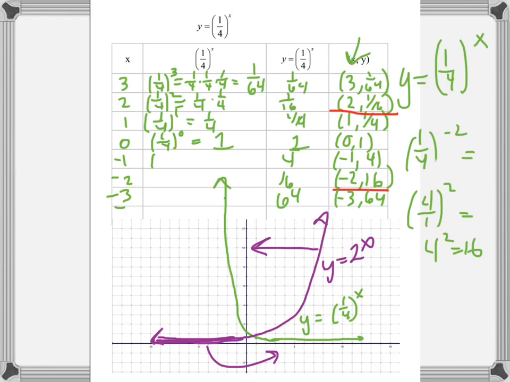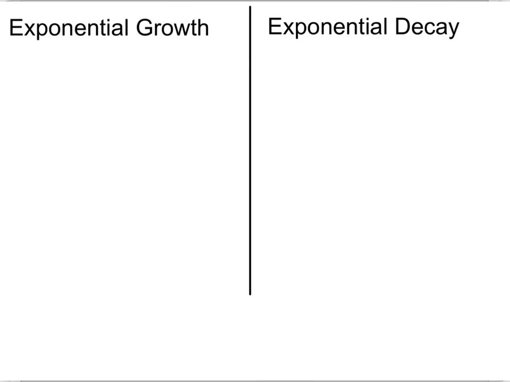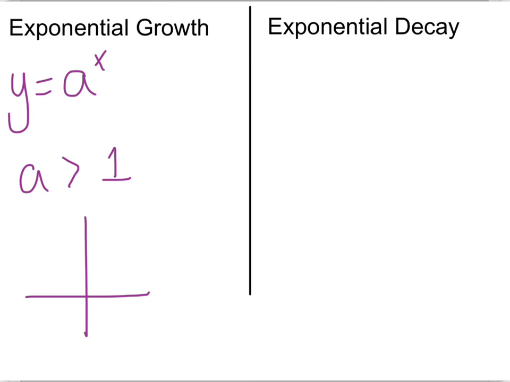The exponential function with a base of a positive integer, and the exponential function with a base of a proper fraction. So this is going to be our exponential growth. Our exponential growth looks like y is equal to some value of a to the x, where a is greater than 1. And that's going to look something like this, where it will grow up like that.